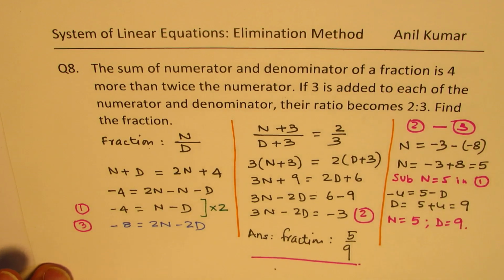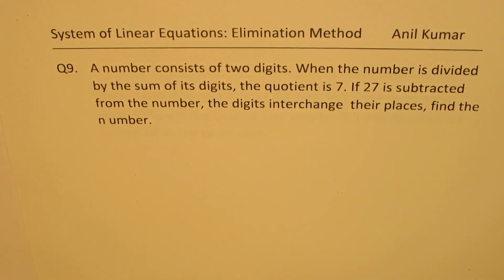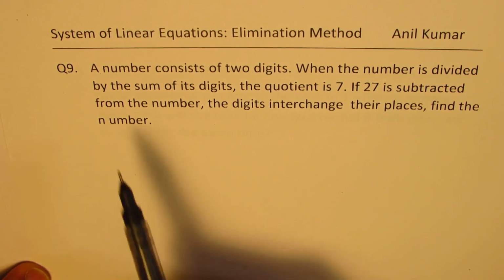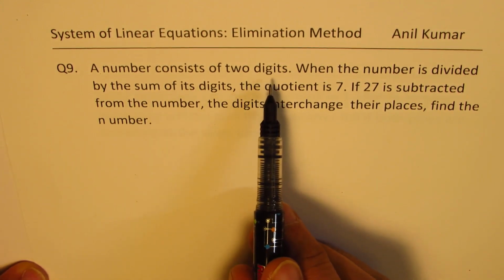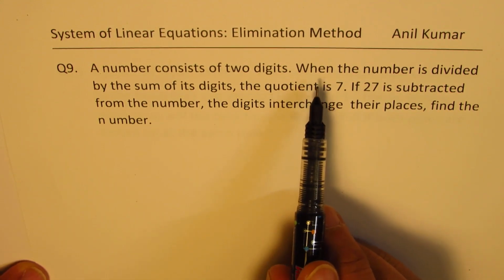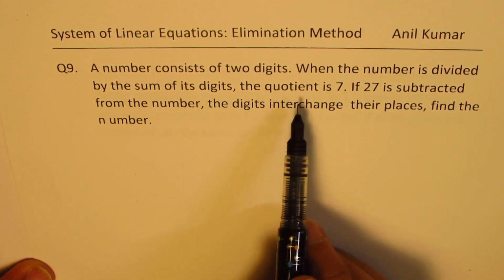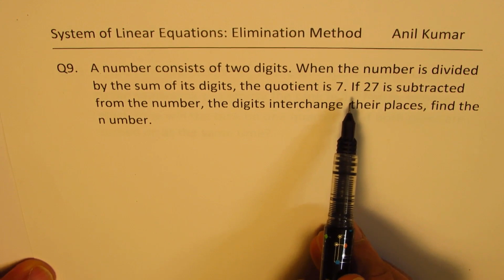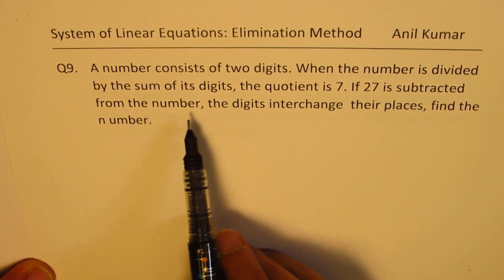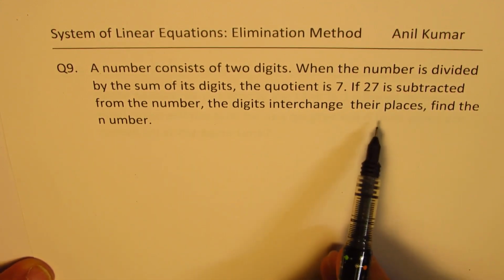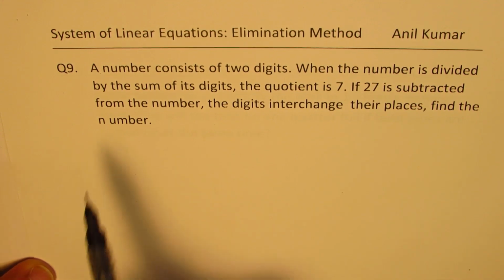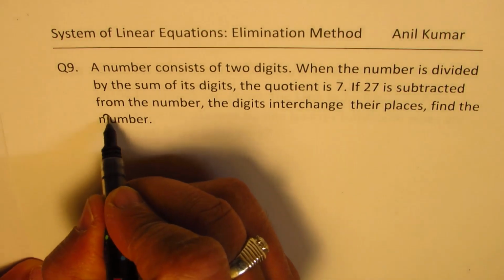Let's move on and take the next question now. This is also number based. A number consists of 2 digits. When the number is divided by the sum of its digits, the quotient is 7. If 27 is subtracted from the number, the digits interchange their places. Find the number, right?